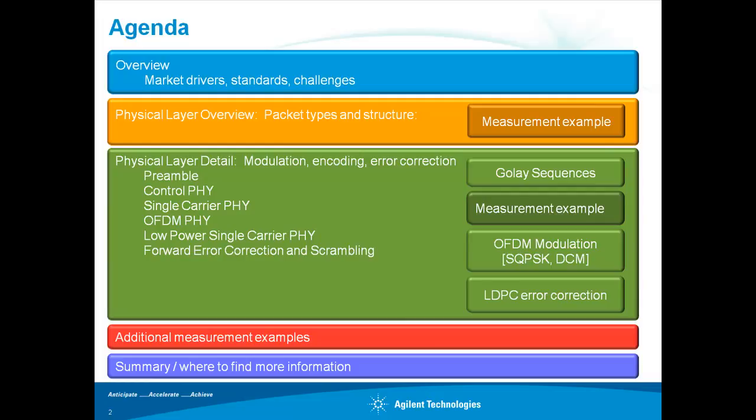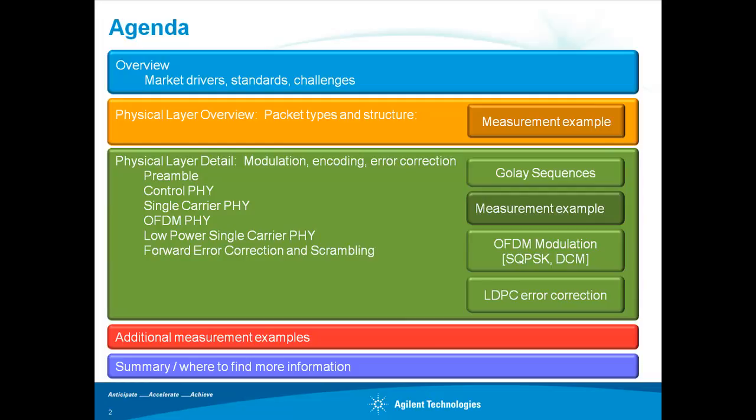Our agenda today will start out with an overview to build some context and scratch the surface of this wireless LAN standard, moving right into the PHY packet structure. To do so, we need to take a side trip to understand more about Golay complementary sequences and their roles in the 802.11ad standard. Along the way, we'll sprinkle in some real measurement examples to both illustrate concepts and to visualize what has been presented.